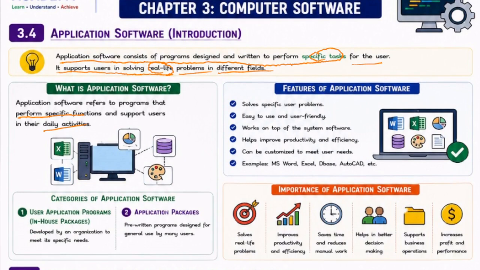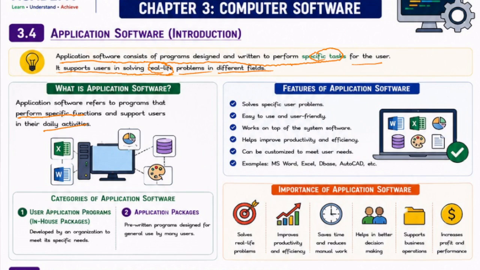Now, categories of application software. There is user application programs, which we call in-house packages. Then we have application packages, which we call off the shelf packages, which are pre-written programs designed for general use by many users. Okay, so that is an example of the categories of application software.